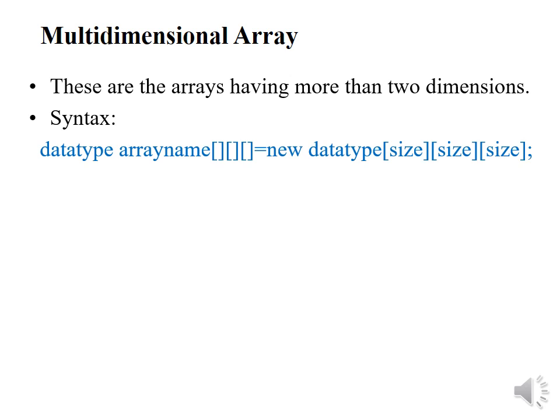Suppose here I am creating an array with three dimensions. So three square brackets we are using, followed by three sizes. If you wish to declare four dimensions, then four square brackets followed by four size variables, and so on. So as per your requirement or as per your choice, the number of dimensions may increase. So this is the syntax for creation of a multidimensional array. Let's take an example. A is an array which is declared with 3, 3, 3. Its size is 3 by 3 by 3.